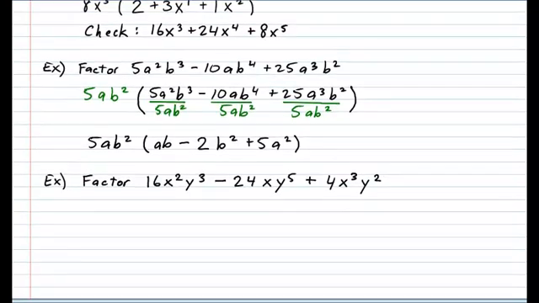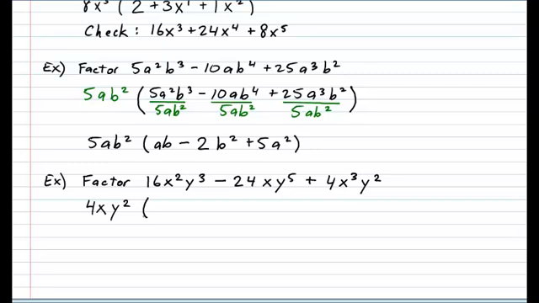Alright, let's see how you guys did. So, the greatest common factor of 16, 24, and 4, I believe is 4. There's an x that's common to all of them, so I'm going to take out the x. The smallest exponent is 1, so I'm just going to leave it. And there is a y that's common, so I'm going to take out the y. And the smallest exponent on the y, I believe, is 2. Alright, open up the brackets.